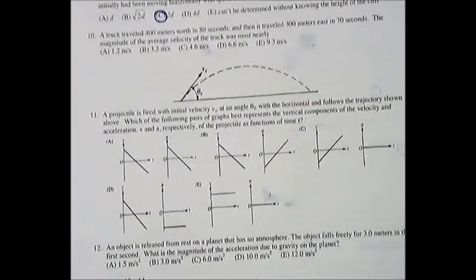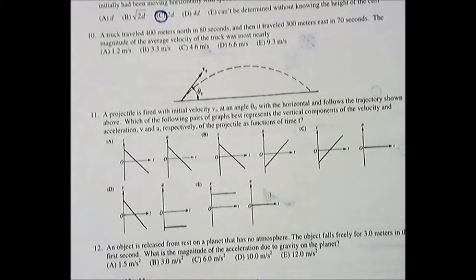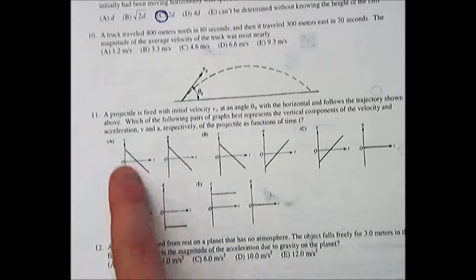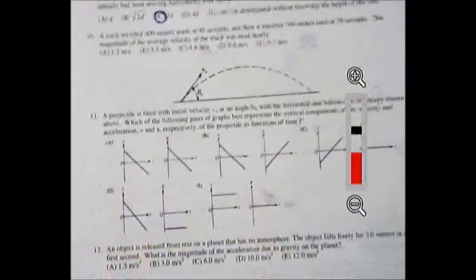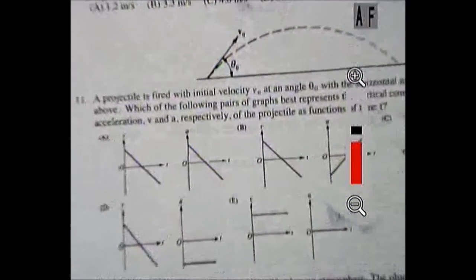Which of the following pairs of graphs best represent the vertical components of the velocity and the acceleration, v and a, respectively? I think I messed that up. Which graph shows the velocity and acceleration? That's what we're looking for. Okay, well, look at these. I don't know if you can see this on your screen, but the left graph is velocity and the right one is acceleration. Okay?